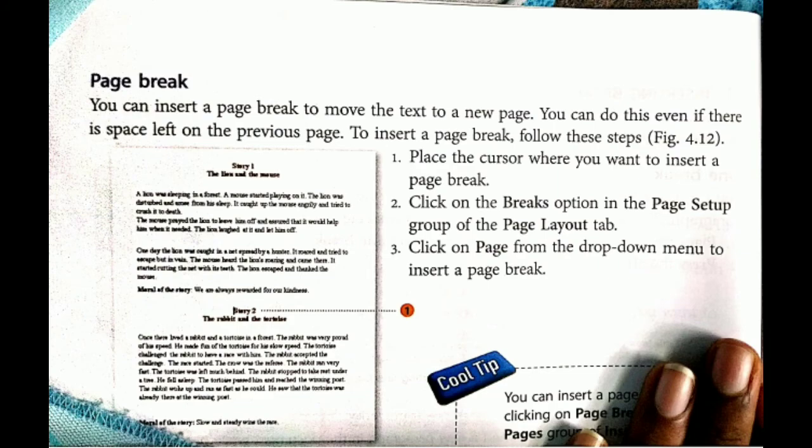And next, let us see how to make a page break. Page break means if you want to move the text to the next page, you have to click on the option page break. And the steps are similar to how we did the column break. Step number 1, you have to place the cursor where you want to insert a page break, and then you have to click on the breaks option in the page setup group of the page layout tab. And third step is you have to click on the page from the drop down menu in order to insert a page break. See, the steps are similar to how we did the column break.